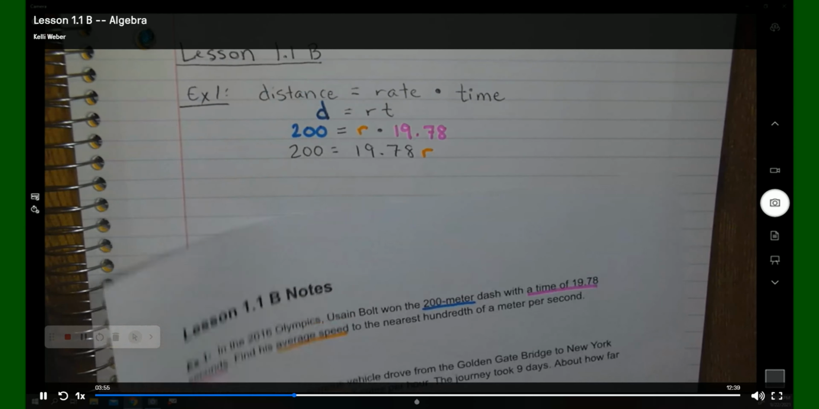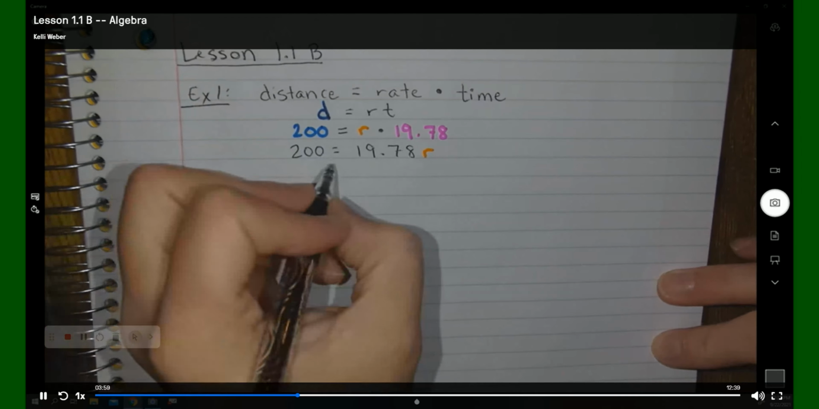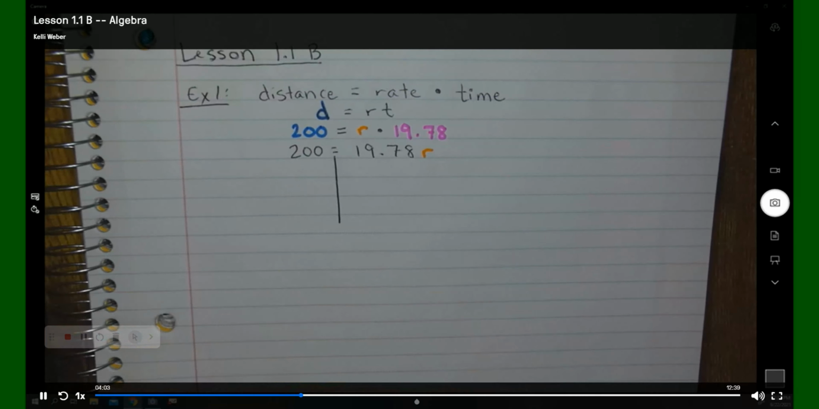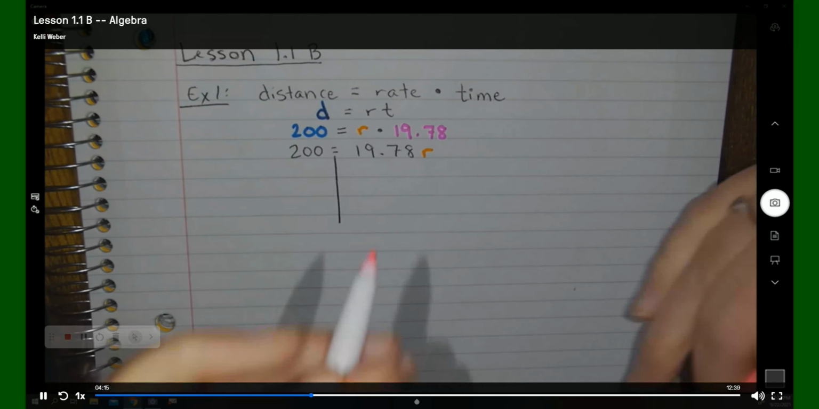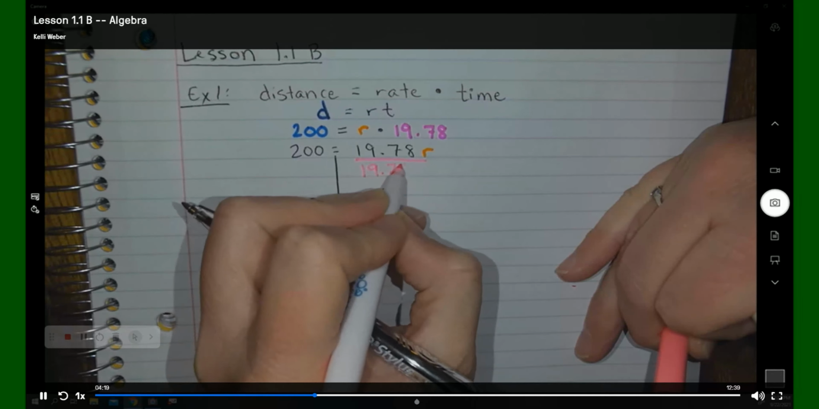So now that we have our formula figured out, we're going to solve for R. So since this is multiplication, we're going to undo that multiplication using division. And we're going to divide both sides by 19.78.